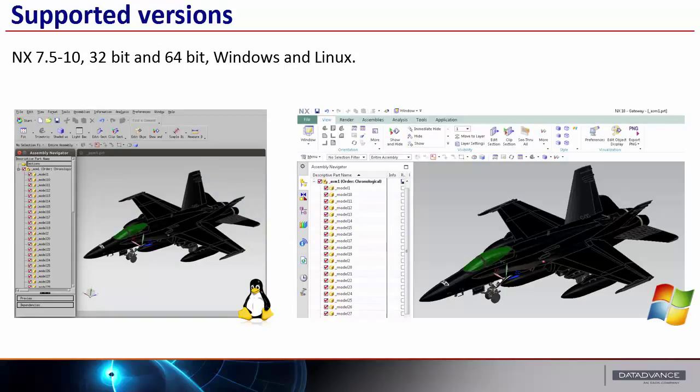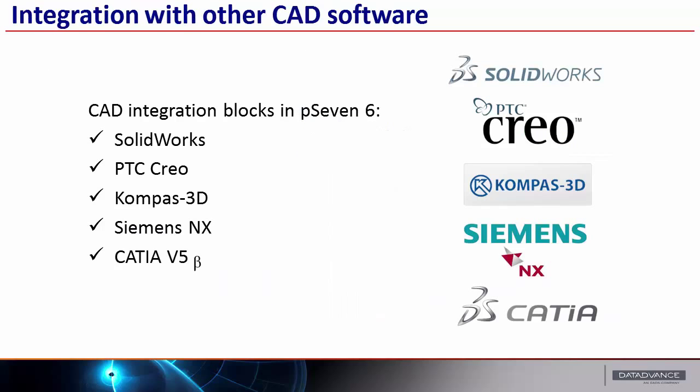As P7 itself, the block is cross-platform and works with both Windows and Linux versions of Siemens NX. It's most actively tested with NX version 10, but all versions starting from 7.5 are also supported. P7.6 also includes blocks that enable integration with SolidWorks, PTC Creo, Compass 3D and CATIA V5. All these blocks have similar interface and functions. They can map model properties to ports, allowing to change and read them at the runtime, so the model can be used for optimization and other tasks.